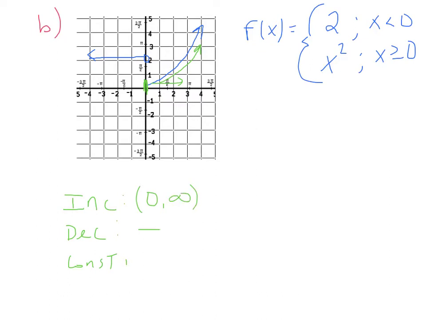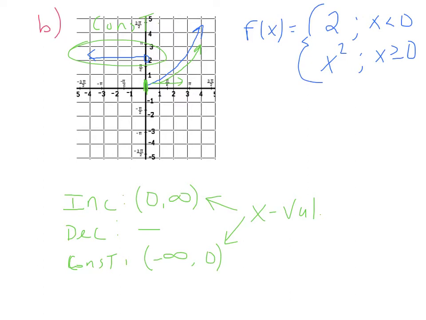Decreasing, there is nowhere that this function is decreasing. But we do have an area here where the function is constant, where we have a horizontal line. So our constant is going to be from negative infinity up to 0 on the x-axis. Remember, again, that these are x values in our interval. As the x's are going from negative infinity up to 0, the y values are remaining constant.